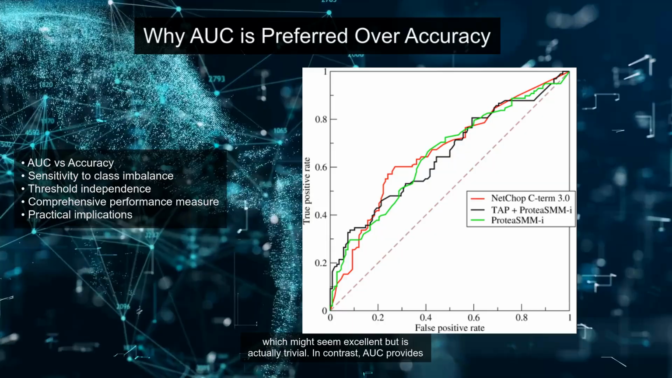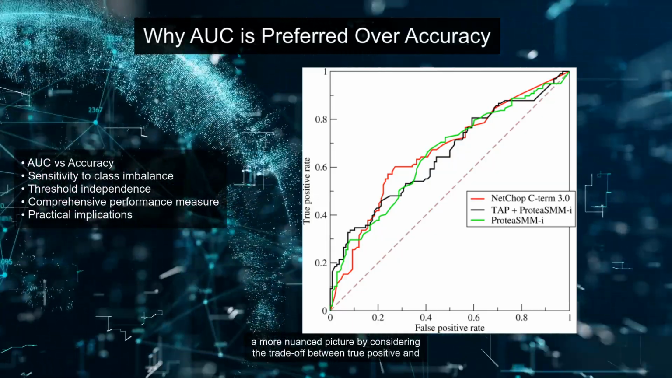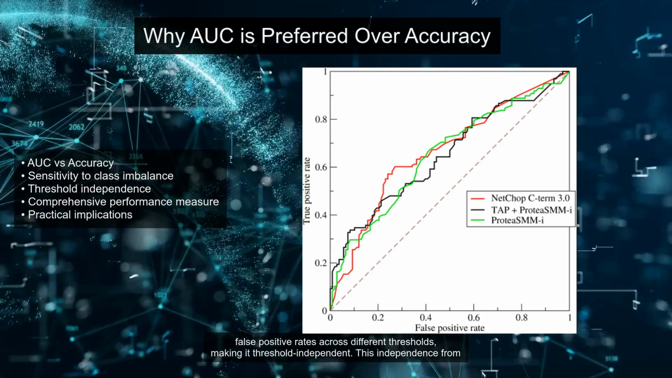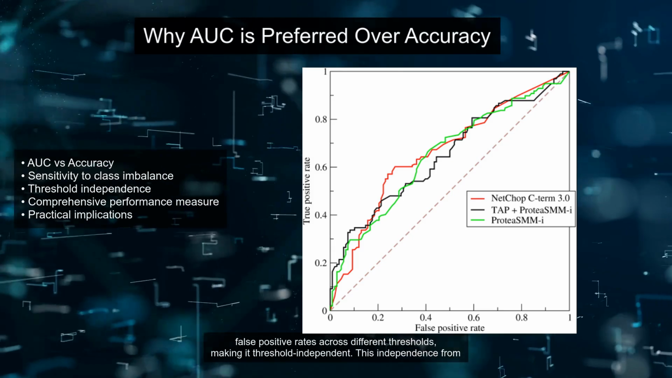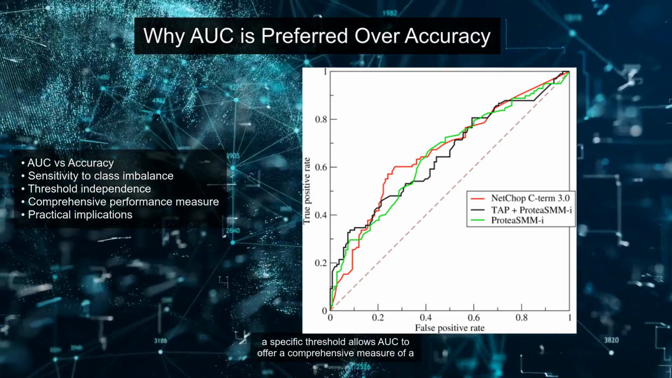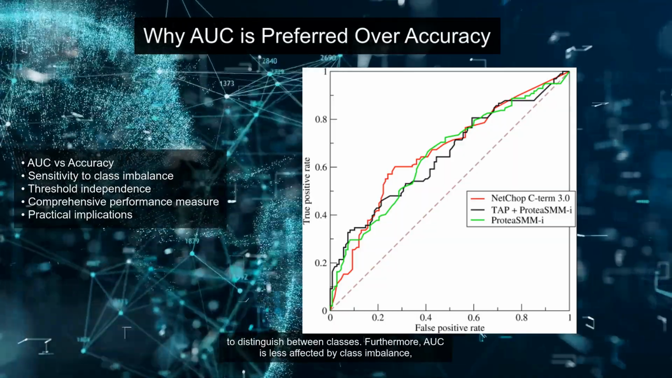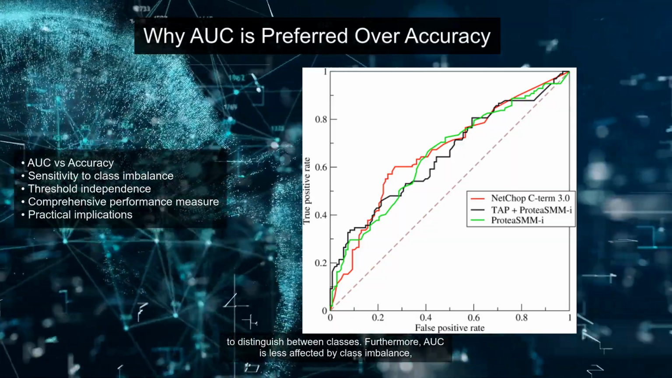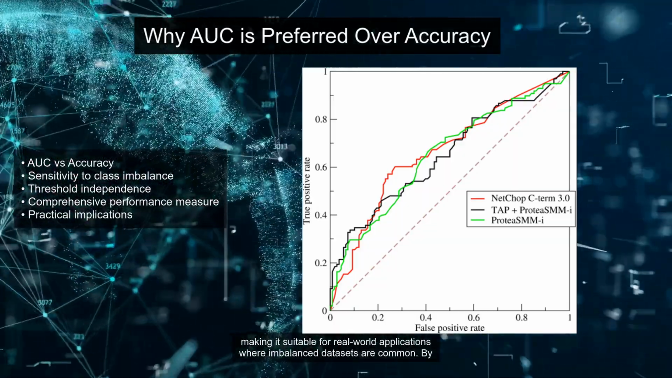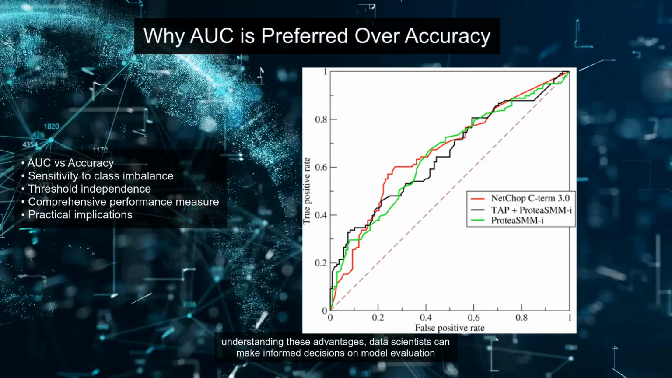In contrast, AUC provides a more nuanced picture by considering the trade-off between true positive and false positive rates across different thresholds, making it threshold independent. This independence from a specific threshold allows AUC to offer a comprehensive measure of a model's performance across all classification thresholds, providing insight into the model's ability to distinguish between classes. Furthermore, AUC is less affected by class imbalance, making it suitable for real-world applications where imbalanced datasets are common.